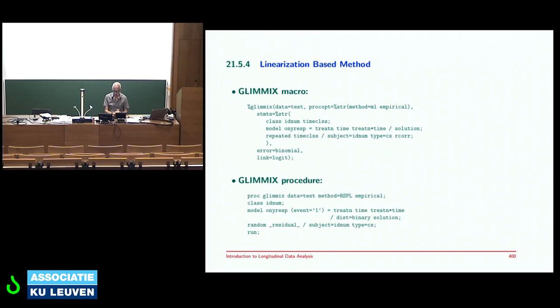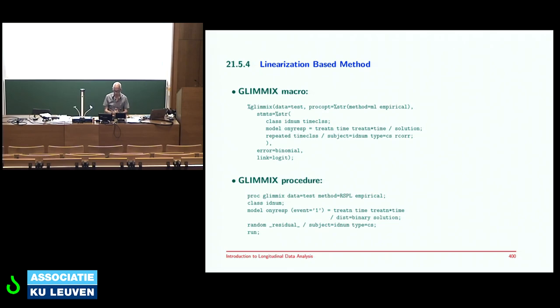The linearization-based method, I think nowadays we could say that can easily be fitted with the Glimix procedure. It's a byproduct of the Glimix procedure. GEE was explicitly implemented, but Glimix for marginal models, that's actually not an accident, but it's a side effect of a procedure that really is intended for mixed models. But we're not there with mixed models. The Glimix macro was written earlier, and it's interesting to see what it really does.